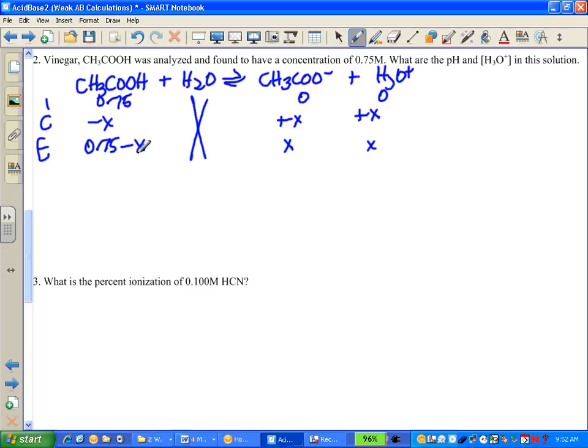Now, the other difference with these problems is that a lot of the times you're not actually given the Ka value or the Kb value in the question, and you need to use table values to determine it. So don't be thrown off by that. Sometimes people think they don't have enough information to solve the question because they haven't been given a particular K value. If we look this up for vinegar, it's 1.8 times 10 to the negative 5.